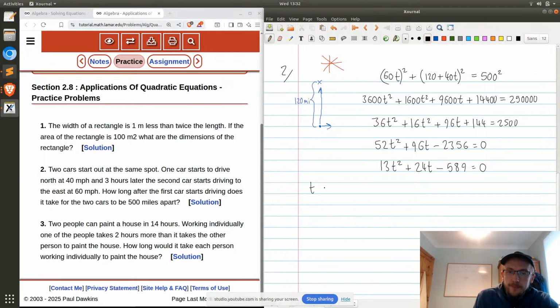Okay, so, well, we tried. So minus 24 plus or minus the square root of b squared plus 4 times, okay, so 52 times 589, all over 26. Now, what makes logical sense? The minus sign, it does not. So eliminate that. And compute.